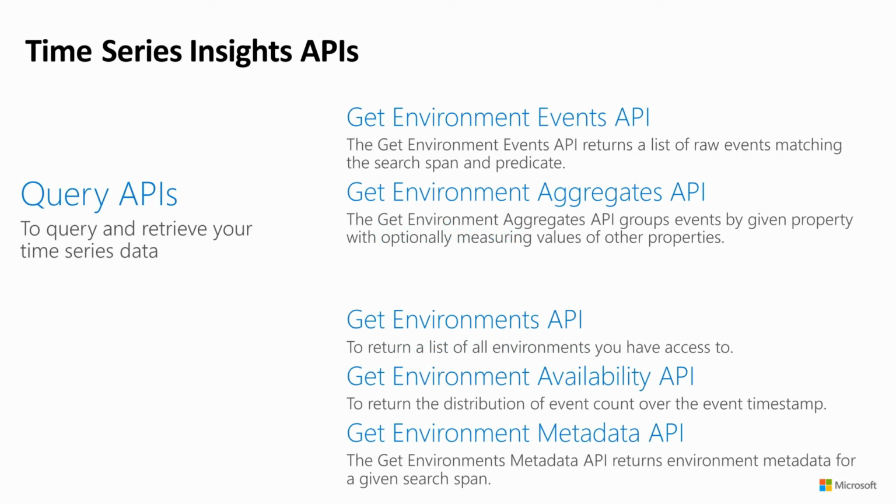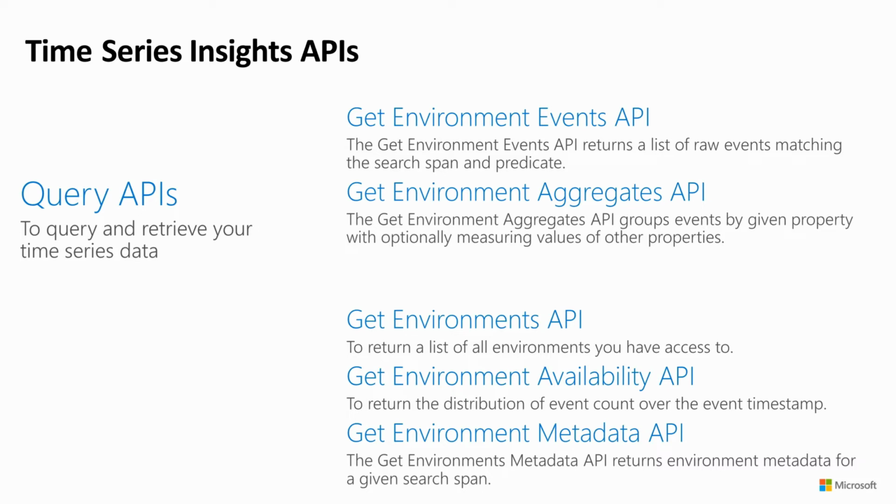Now with query APIs, I'm going to put these in two primary buckets. The top two are really the ones that call data. The other ones tell you information about the environment itself. So Get Environments Events API or /events enables you to get a list of all the raw data associated with a search span and a predicate. Similarly, the Aggregates API or /aggregates enables you to go and query data given properties with optional measures associated with those properties. Now, Get Environments Availability, or Get Environment Metadata tell you things about those environments.